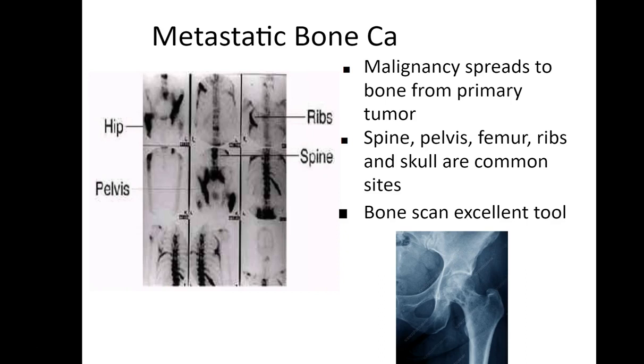Bones that contain red bone marrow are often more common metastatic sites, so think spine, pelvis, femur, ribs, and skull. The image here on your slide depicts a nuclear medicine bone scan, and that's a really helpful tool for evaluating any metastatic bone cancer. You can see anything that's showing up black is metastatic bone cancer. And also here's an x-ray of a hip, of course, and you can see there's some metastatic bone cancer here in the neck.